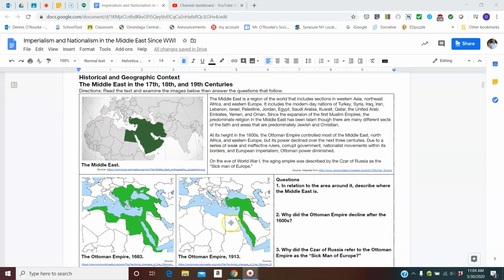The next section gets into a little bit more with some maps and gives you a little description of the Middle East. This is the area we usually refer to as the Middle East. Nowadays, historians are trying to get away from that term because it's very ethnocentric, and call it what it really is, Southwest Asia and North Africa. Southwest Asia would be where your answer there is, and it spills over into North Africa.